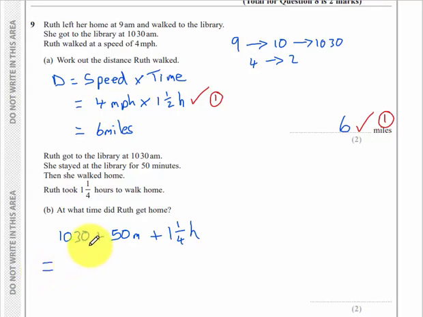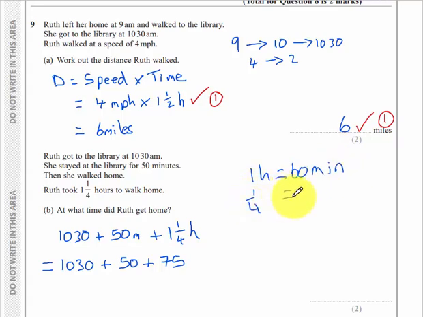Currently I've not picked up the first mark. The first mark requires both of the bits being added on to be in the same units. So I'm going to change them to minutes. So we know it starts at 10:30 and I'm going to add on 50 minutes. And I know that 1/4 of an hour is 15 minutes. So that's going to become 75. I'm sure you know 1 hour is 60 minutes, and so 1/4 will be 15 minutes, which is where the 75 comes from by adding them together.